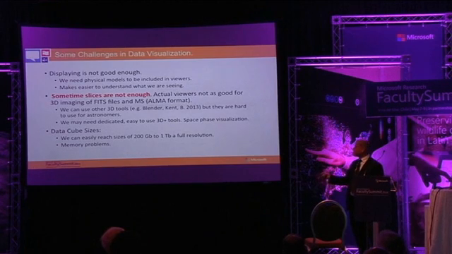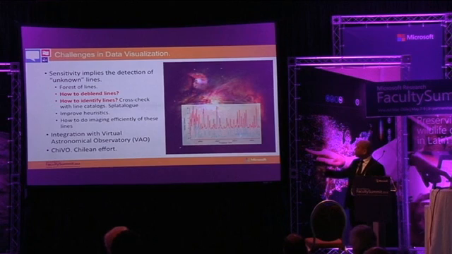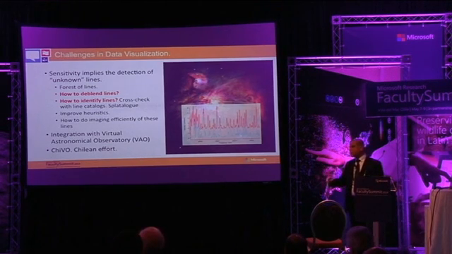Another problem is the data size, the data cube size. We can easily reach 200 gigabytes and 1 terabyte at full resolution. That gives us memory problems in machines like this, especially on Macs. So that's also a challenge. Another challenge is that ALMA has a lot of sensitivity. That means the detection of unknown lines. So we have a forest of lines.